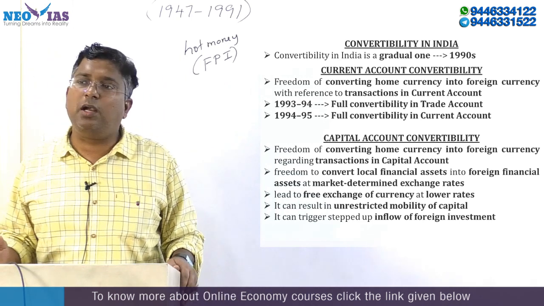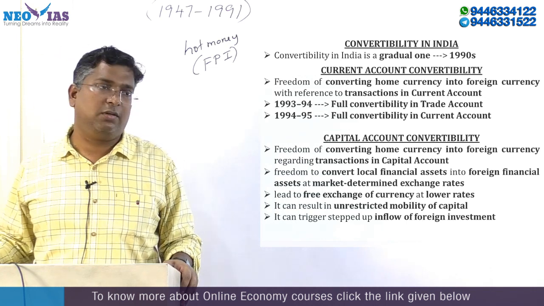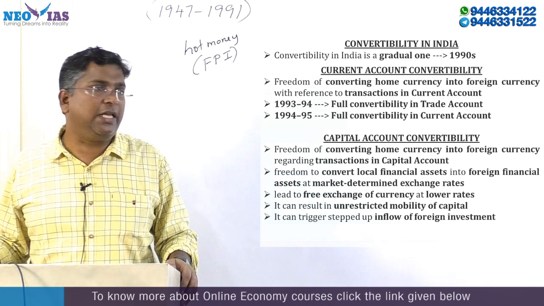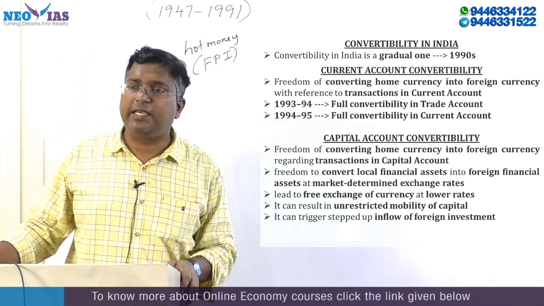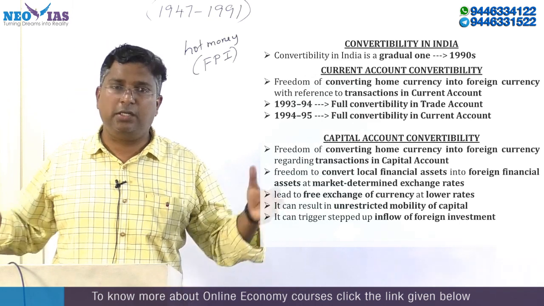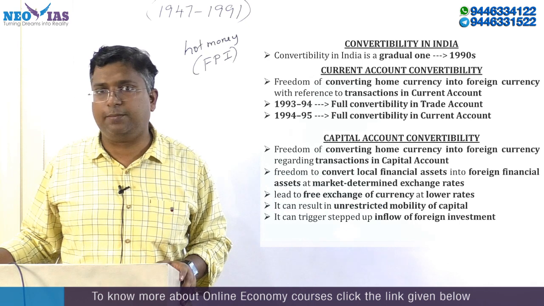So why are we called a partial convertibility regime? Because in the capital account, we have not introduced full convertibility. In the current account, there is full convertibility, but in the capital account, there is no full convertibility. It is partial convertibility. So in net, we can say that India has a partial convertibility regime.